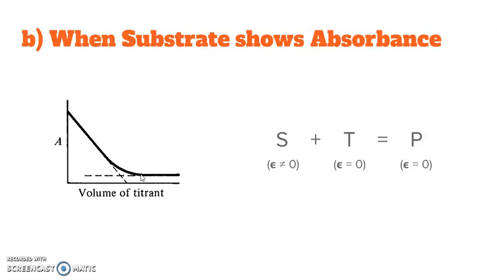And at some point, there is nil absorbance happening because the titrant and the product are not showing any absorbance. That is because the epsilon value is equal to 0. So this is the kind of curve we get. Again, there is no clear demarcation of the endpoint where we have the rounded edges. So we extrapolate these two straight lines so that they intersect at one point. And if we drop a perpendicular line on the x-axis, then we get the amount of the titrant which was needed to neutralize the substrate. I mean to say that is the endpoint of this particular titration.